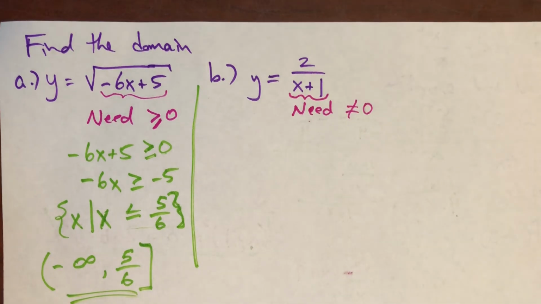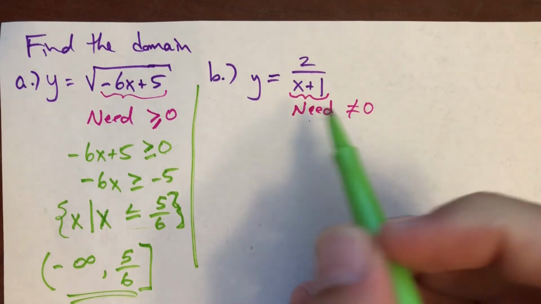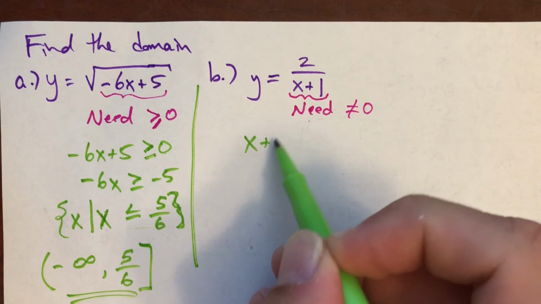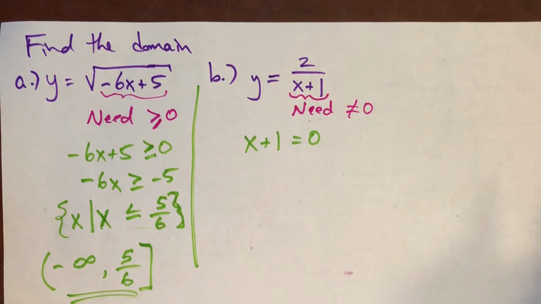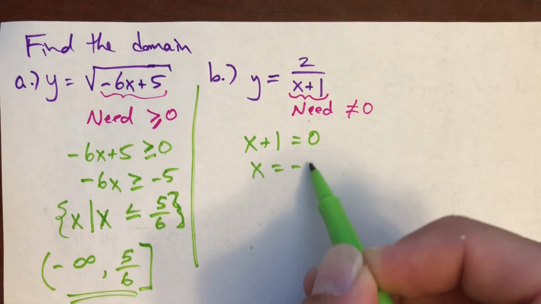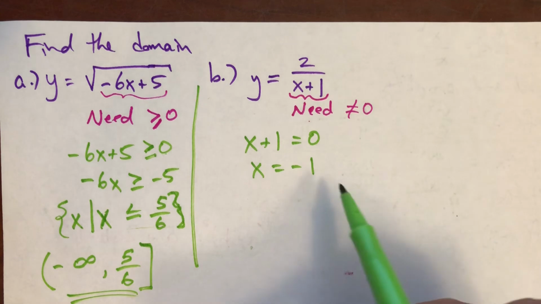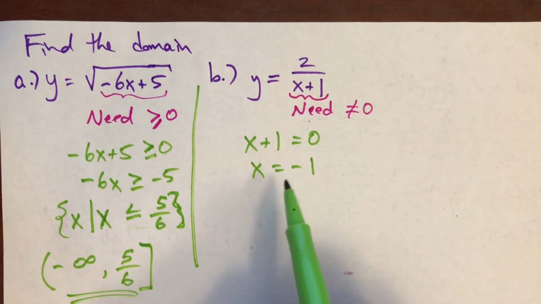So the process for this one, we can just take the denominator and set it equal to 0 and find out what value that would be. And this one's pretty quick. We saw that really quickly. So if we find here that if x is equal to negative 1, then that denominator is going to be 0. So we need this to not be the case.